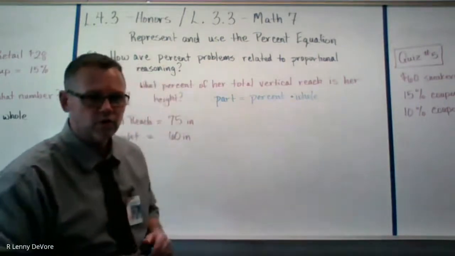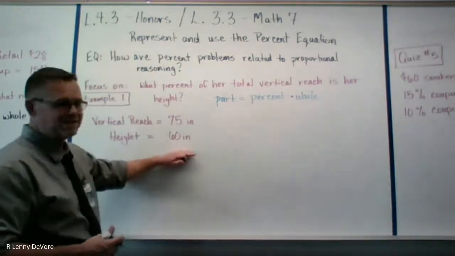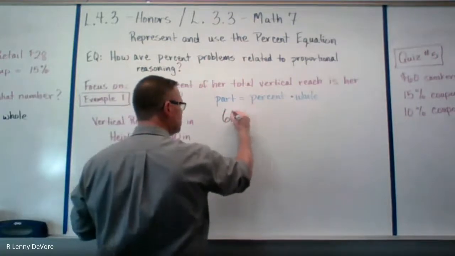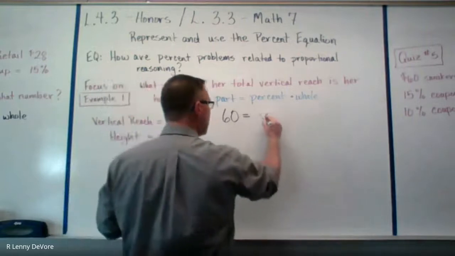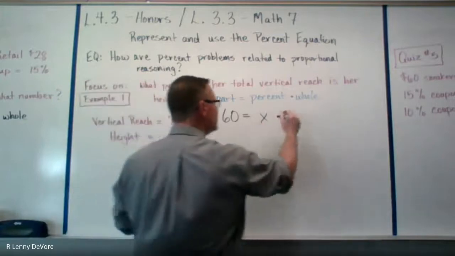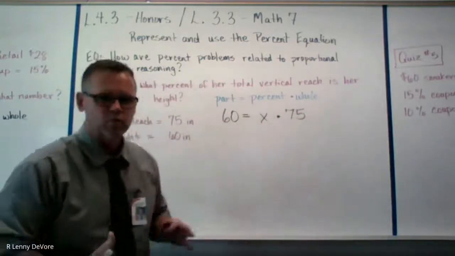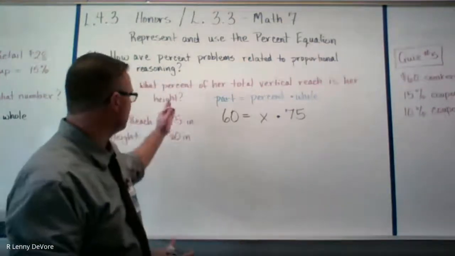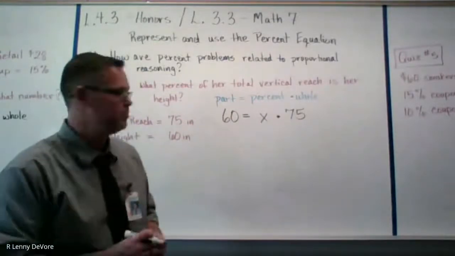Okay, so in other words, what we're saying is the part here is the 60 inches. So it ends up being 60 inches equals the percent we don't know. So I put in X for that, and then we multiply that by the whole, which is the 75 inches. This is why I think this one doesn't really work for me, because every time I see the whole, I want to use the larger one. And I have to remember that it's of a certain one. So I want to use the larger number as the whole amount.